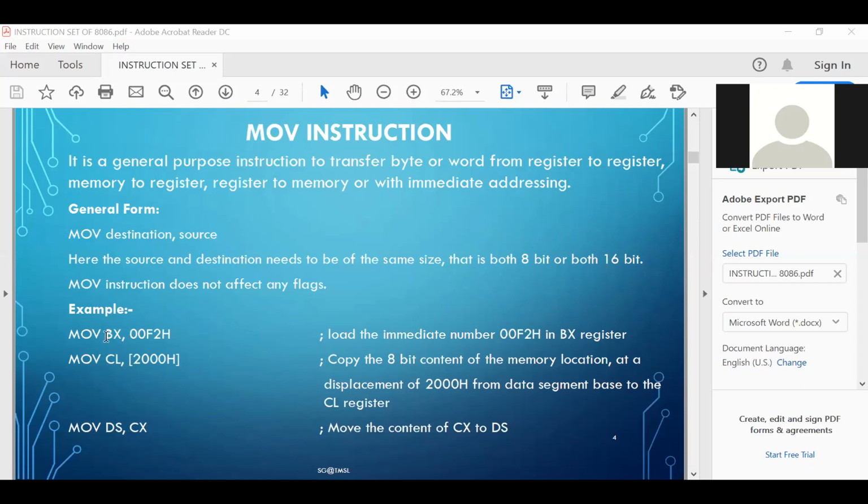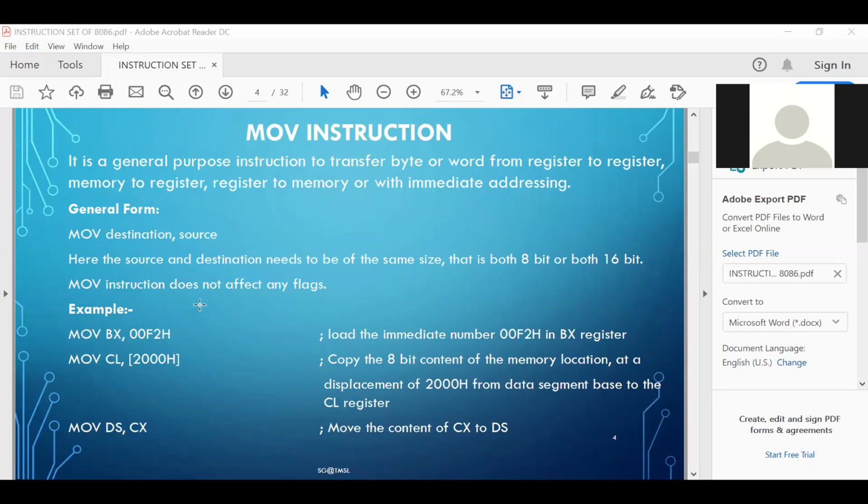Assume this is the example. That means move BX comma 00F2. Okay, so that is the data byte which will be loaded inside BX register. It's 16-bit data, that's why it is a 16-bit register.